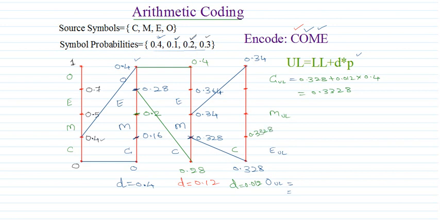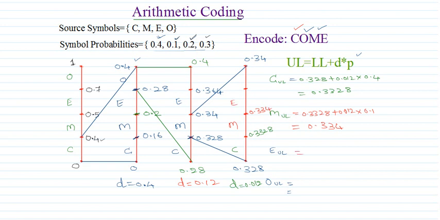Then the upper limit for M. This is my M, and for the M upper limit, the lower limit is 0.3328 plus 0.012 into 0.1. That will give you 0.334. Next for the E.